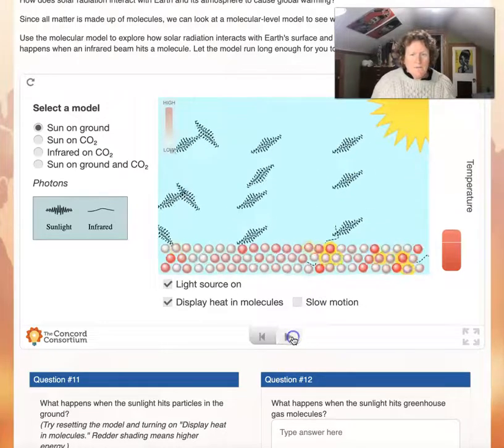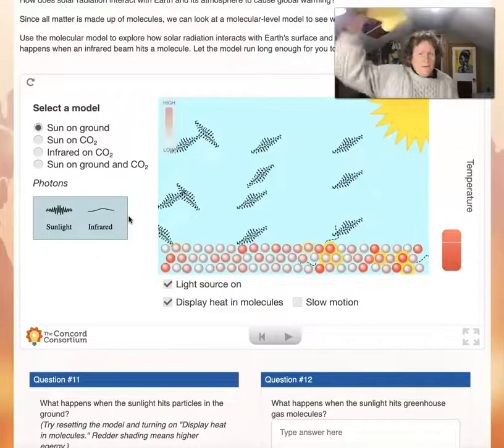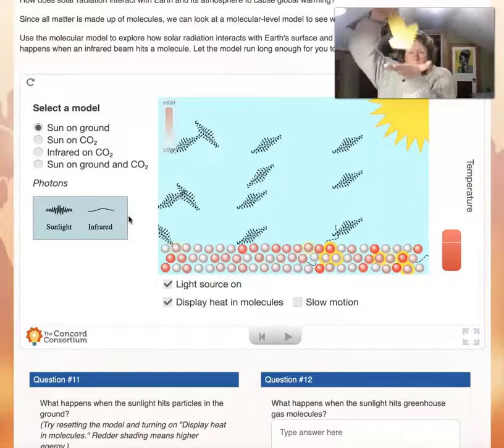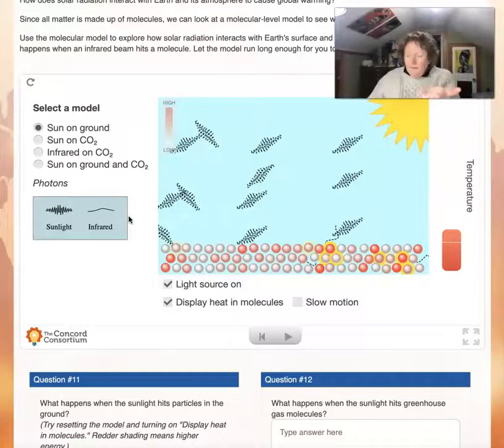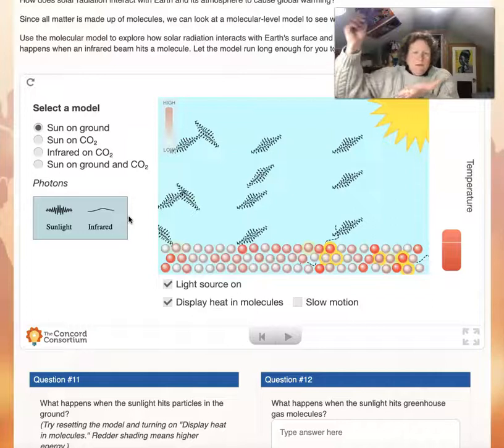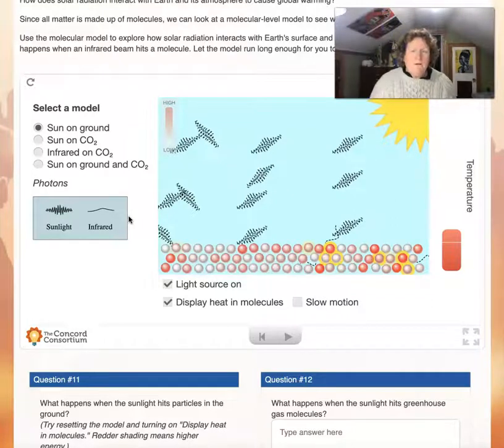Let's stop this for a second. You can see them emitting these little squiggles here. That's infrared radiation. So the soil absorbs the light coming from the sun, and then it's heating up, and the soil is re-radiating heat as infrared radiation. Infrared radiation is just heat energy traveling as waves.